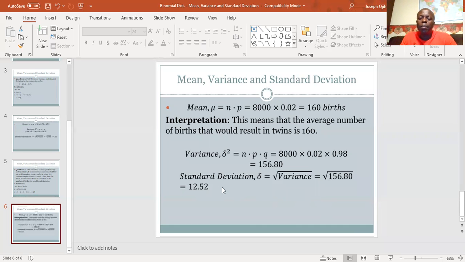Now, in my next lectures, I'll introduce a new topic, because I believe I have covered a lot of topics under binomial distribution.